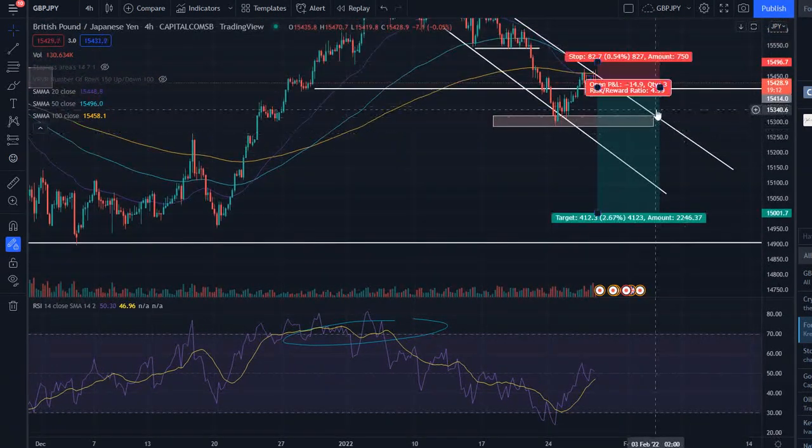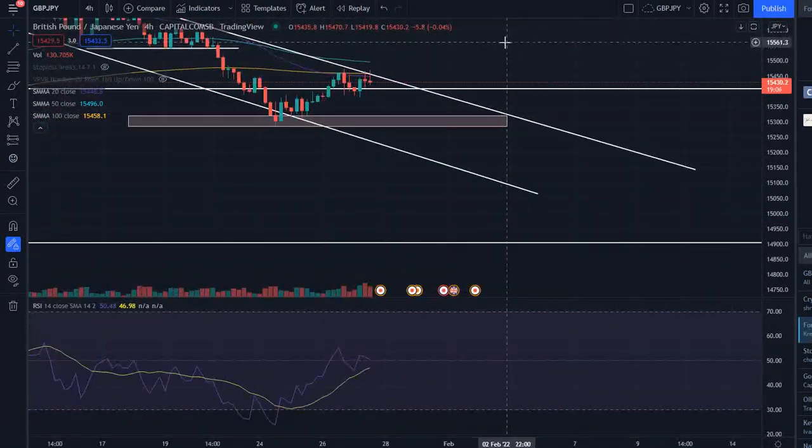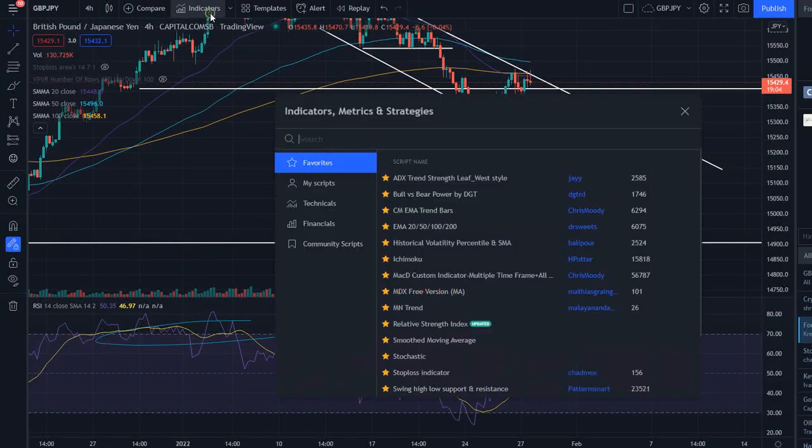Okay, 5 profit there, 15. So we can easily get this. Now let's take a look at our Kumo clouds. What is it talking about?